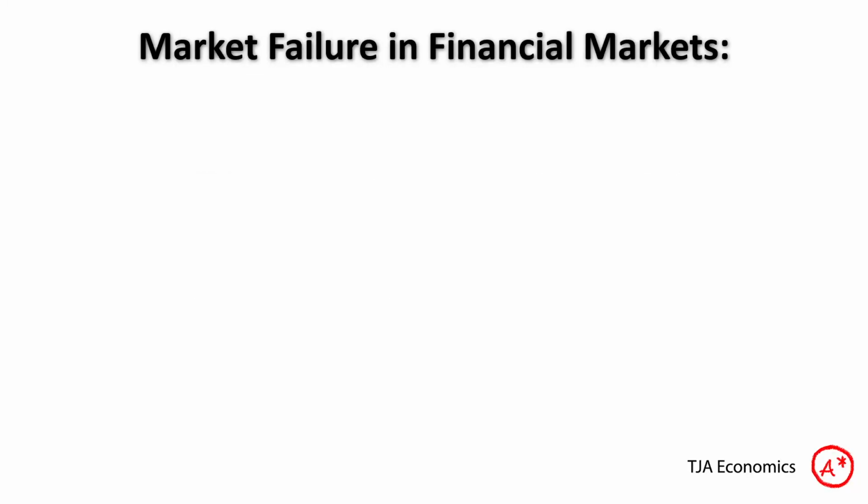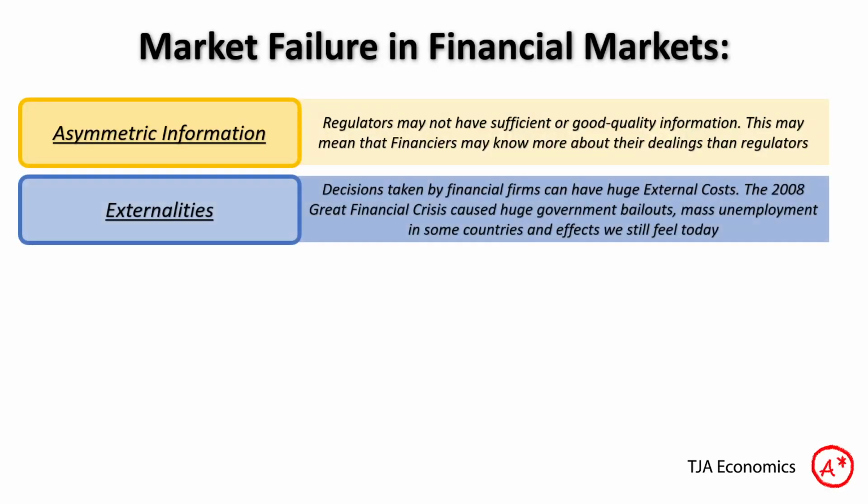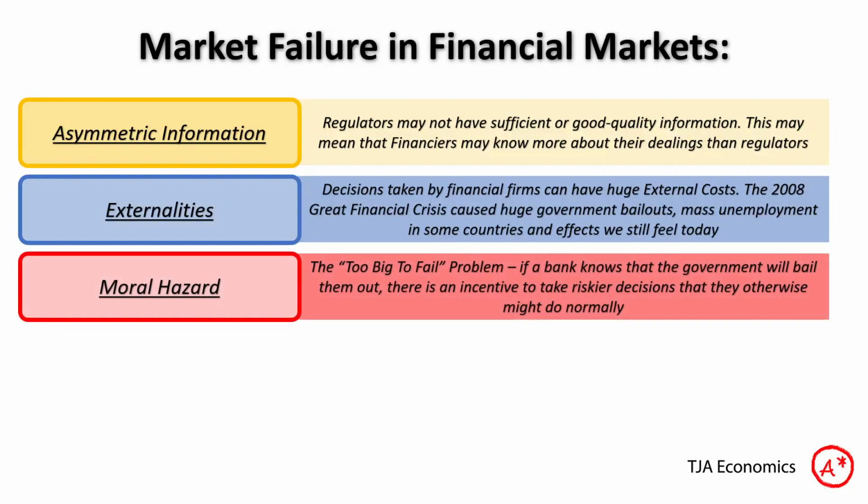So we've got a few different ways. The first, asymmetric information. Regulators may not have sufficient or good quality information, meaning that financiers may know more about their dealings than regulators. Externalities. The decisions taken by firms can have huge external costs. The '08 financial crisis caused huge government bailouts, mass unemployment, and in some countries, we're still feeling the effect today. Moral hazard, the too big to fail problem. If a bank knows that the government will bail them out, there's an incentive to take riskier decisions that they otherwise may not normally do.